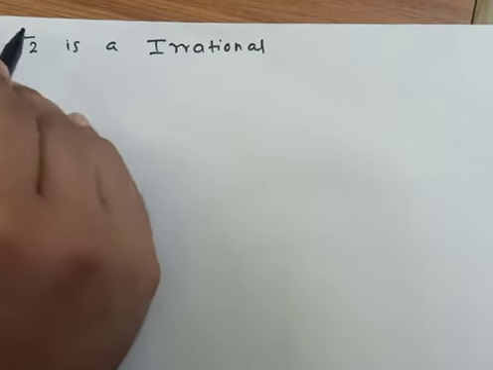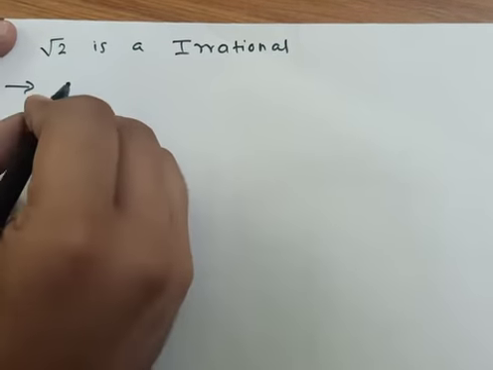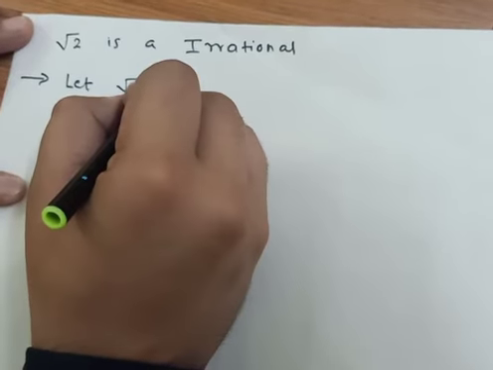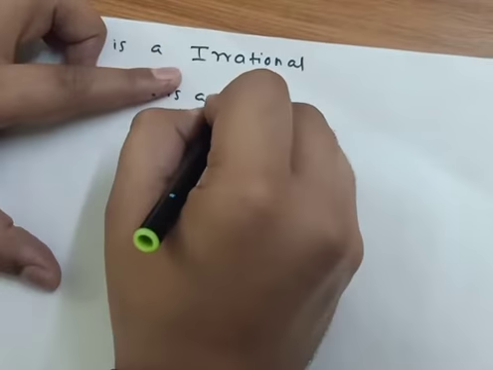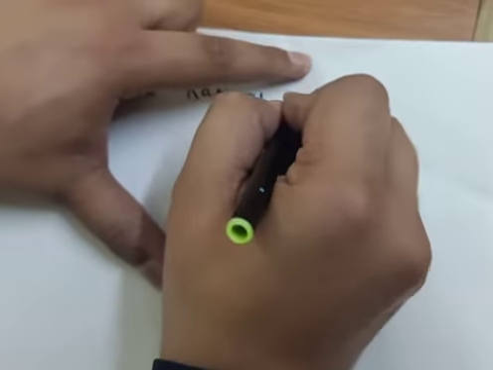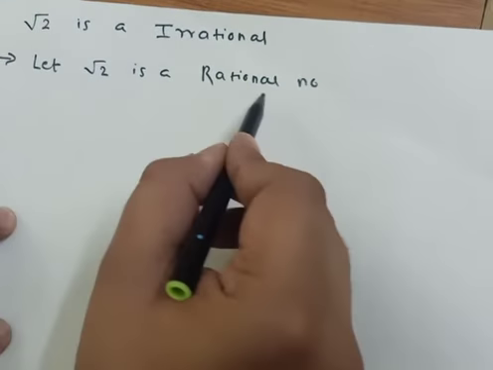So students, as you have watched the video, the rational numbers and the irrational numbers, it is a funny video. The irrational numbers are claiming that they are rational numbers and they are going to prove it. So let's see how they can prove it. Let us assume that root 2 is a rational number.